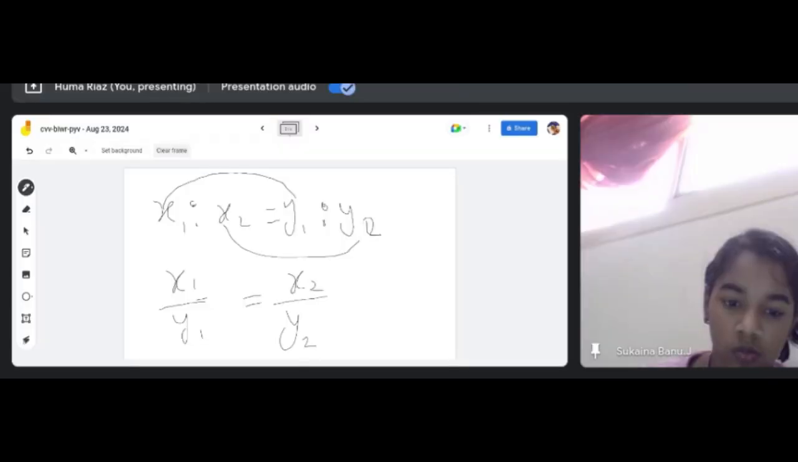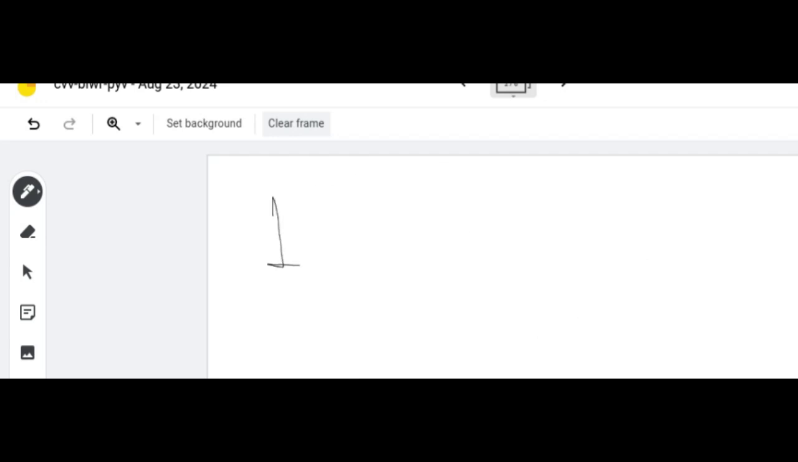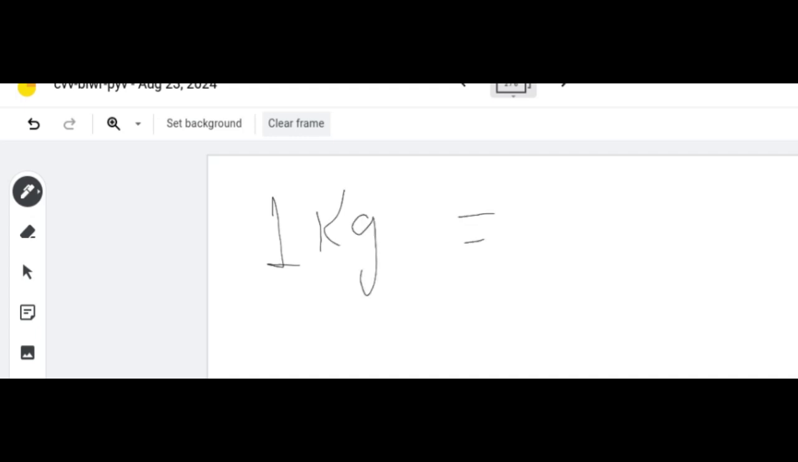If they ask about 1 kilogram, in 1 kilogram this is 1000 grams. And for the 12 sheets this is 40. For 1 kilogram this is 1000 grams, and for the 2 1 by 2 kilogram that will become 2500 grams. Look here how you do that. 1 kilogram is equal to how many grams? 1000 grams. Okay.